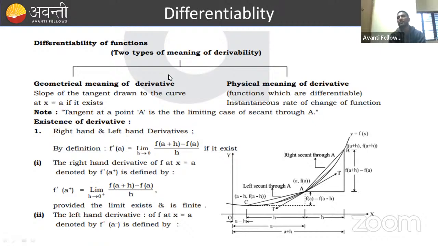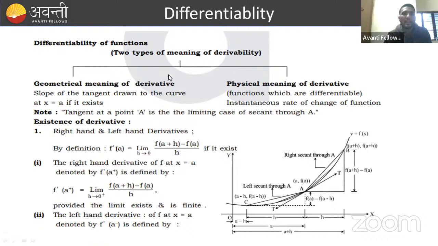Similarly, the physical meaning of the derivative is the rate of change of the function, that is, the rate of change in y with respect to the rate of change in x, or the rate of change in the dependent variable y with respect to the change in the independent variable x.